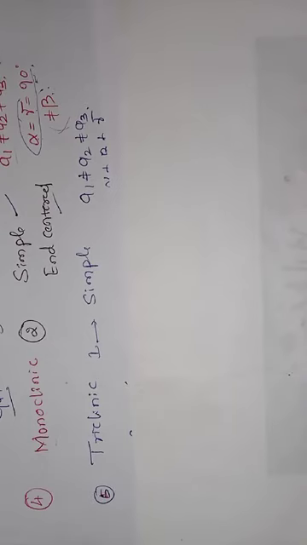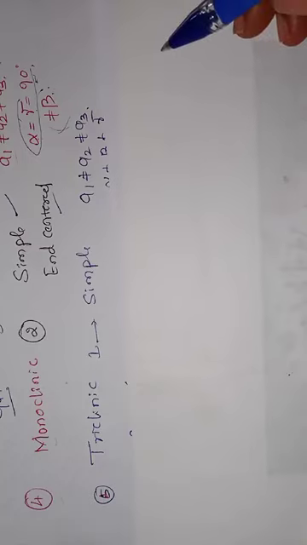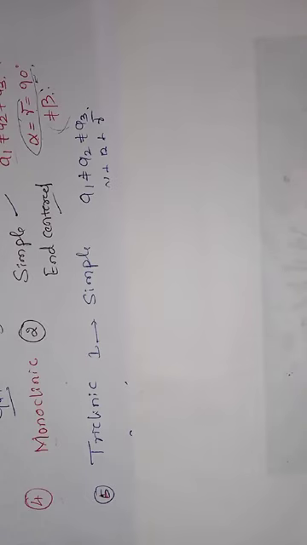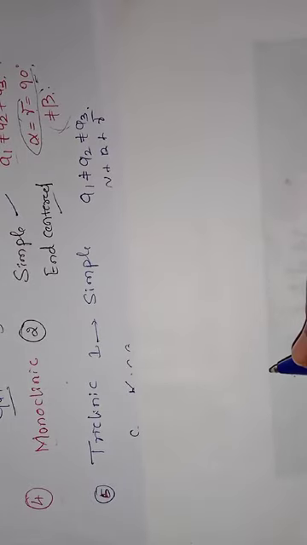Then in the orthorhombic there are 4 types: simple, body centered, face centered and end centered. Here all the axes A1, A2, A3 are not equal and the angle between them is 90 degrees. In the monoclinic there are 2 types: simple and end centered. Here the axes are unequal and only 2 angles are equal to 90 degrees, and one is more than 90 degrees.